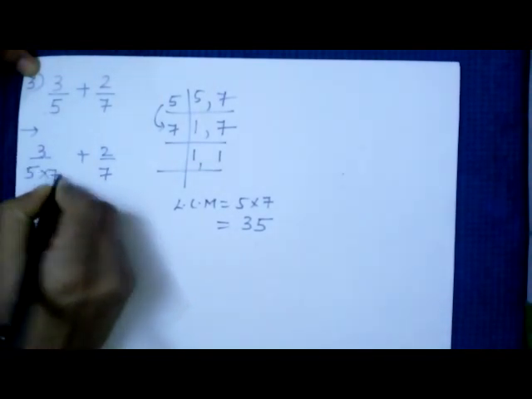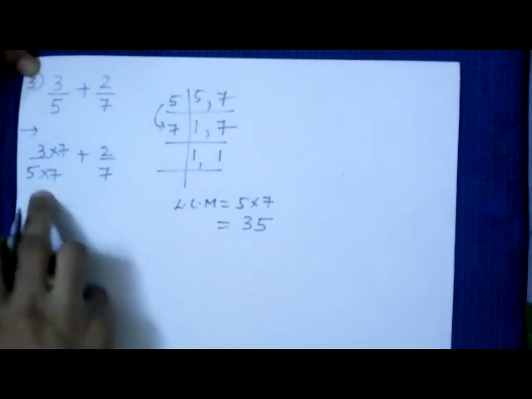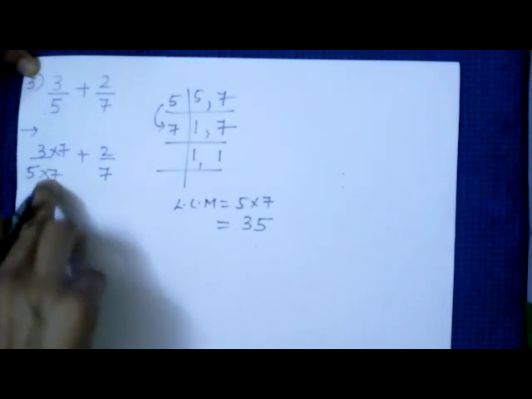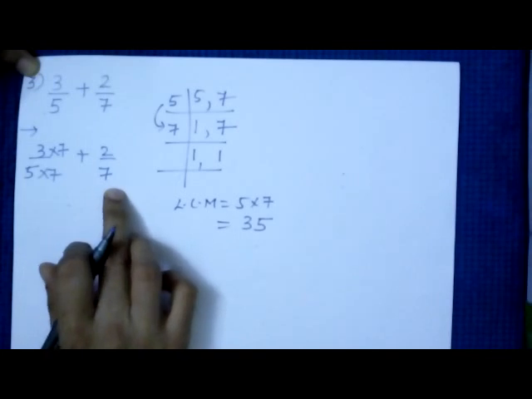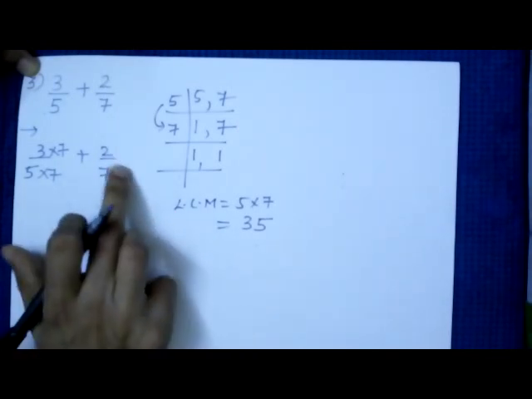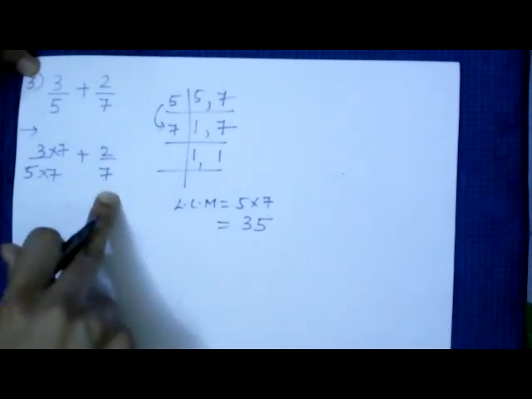So we are doing multiply by 7. Now again, whatever you multiply should be multiplied with the numerator also, both. Okay, now coming to the next fraction. Next is 2 upon 7. Now 7 is there, so this also we will make 35.